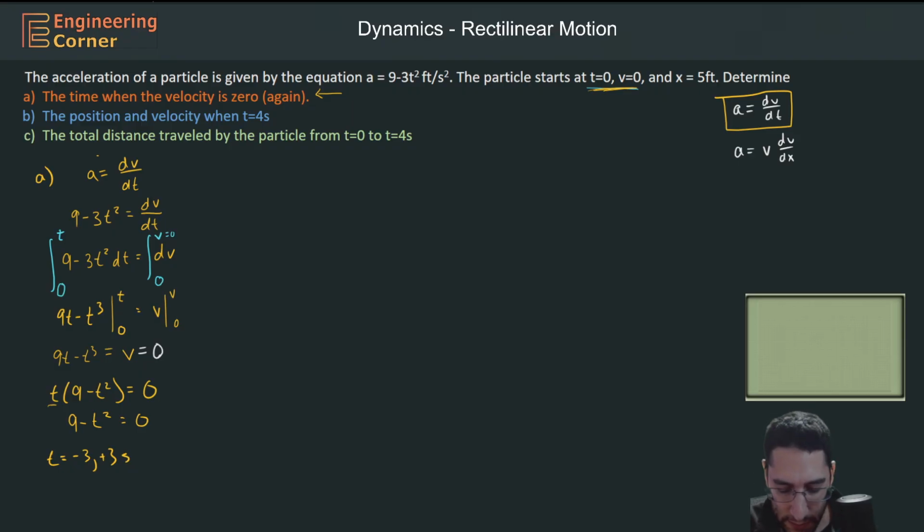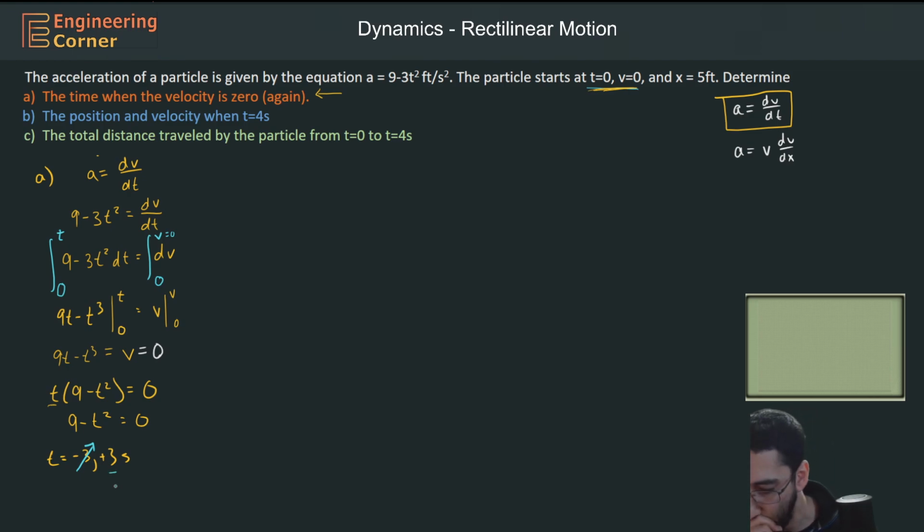Again, in dynamics, most of the time when we get a negative value for a time, we don't really care about it. We're going to discard it because it happens before the problem of interest is going on. So in this case, we only care about our positive 3 seconds. So we have that the time where velocity is 0 again is going to be 3 seconds.